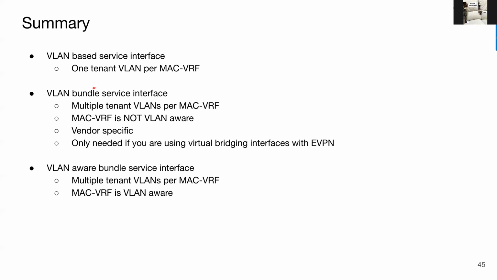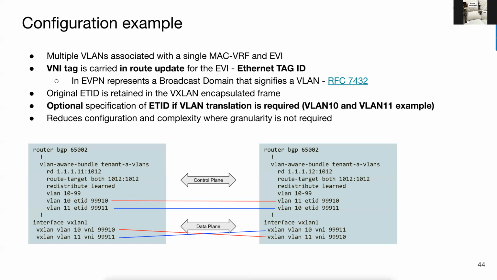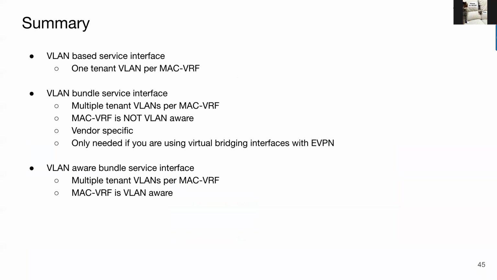And just a quick summary, VLAN-based is going to be a 1-for-1, one VLAN for one MAC-VRF. Or if you have multiple tenants, then you can use a VLAN-aware bundle. Or if you have a large scale and you don't want to type everything out, then you can also use a VLAN-aware bundle. Any questions with VLAN-based or VLAN-aware bundles?